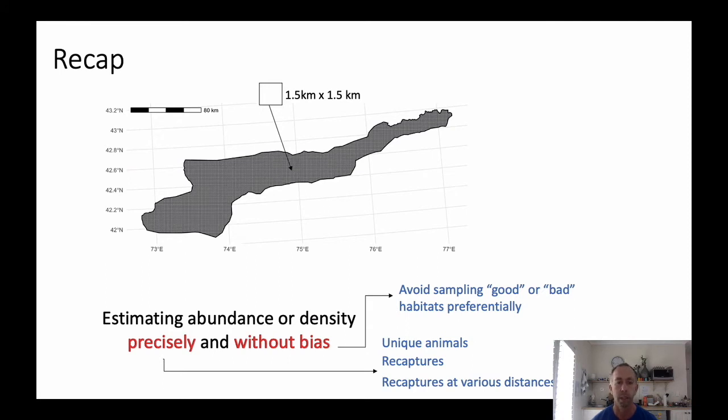The purpose of the design is to come up with a selection of grid cells that allows us to estimate abundance or density precisely and without bias. So there's a very clear statistical objective to our design. To avoid bias, we know that we need to avoid preferentially sampling good or bad habitats, and to try and get precise estimates, we're trying to boost the sample size that we gain from our survey. And that means balancing the number of unique animals that we see and the number of recaptures that we get.